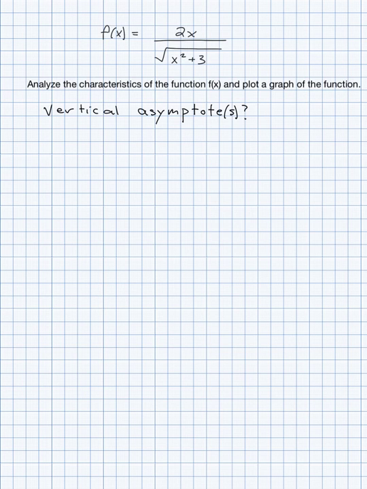To determine if there are any vertical asymptotes, what I really need to ask myself is, are there any zeros in the denominator? So are there any zeros in the denominator? Well, the denominator is the square root of x squared plus 3. So the question would be, what values of x make this equality true? And x squared plus 3 has to be greater than or equal to 0 all the time.